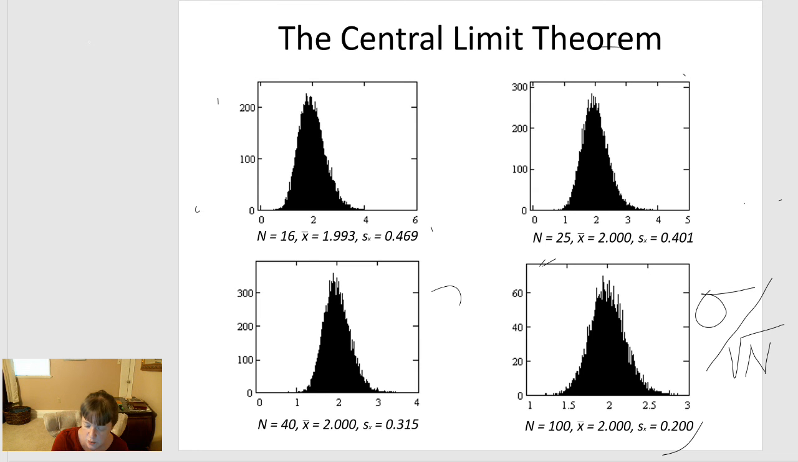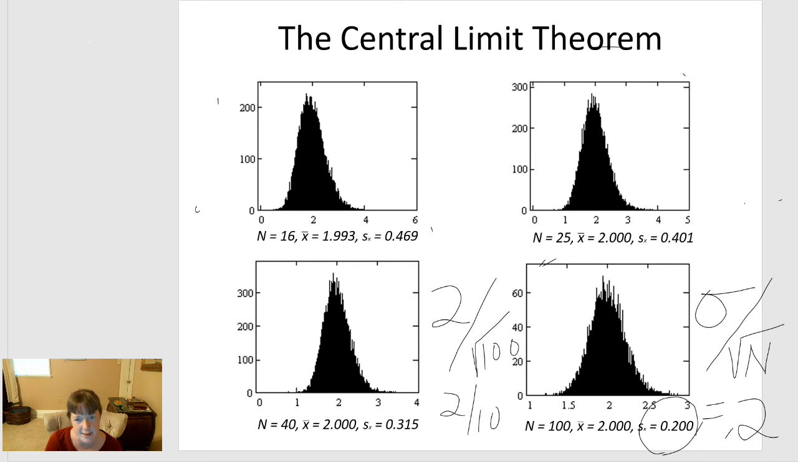Which is 2 over the square root of 100, 2 over 10, which is 0.2. And in my simulation, that's exactly what I get. Central limit theorem works, folks.